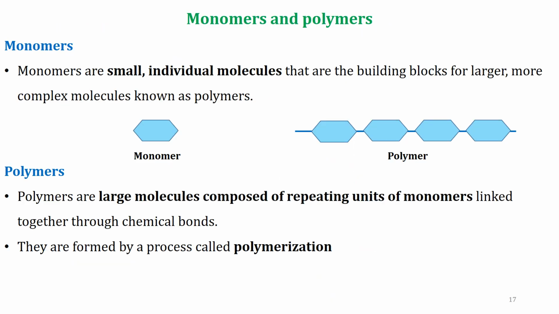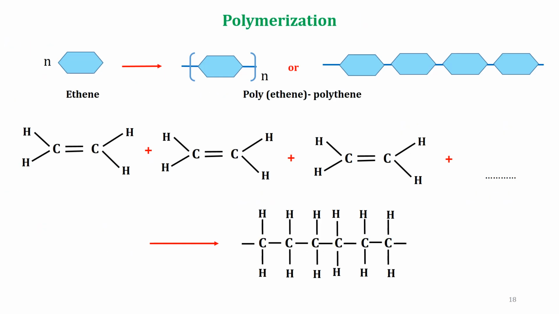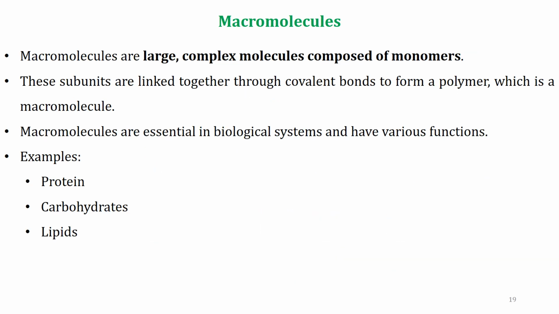Organic molecules are often made up of smaller units called monomers. These monomers link together through polymerization to form polymers. For example, polythene is made by linking many ethene molecules. Polymers that are large and complex are called macromolecules. These are essential to biological functions. As examples, proteins, carbohydrates, and lipids.